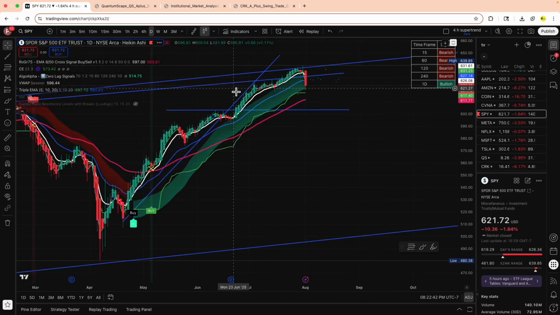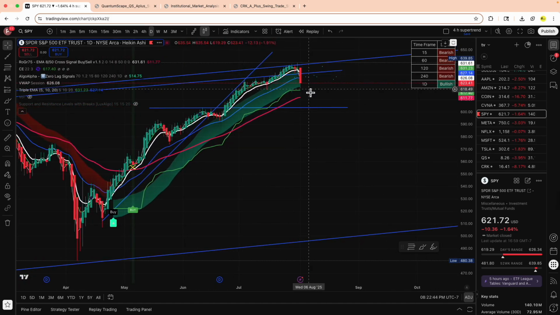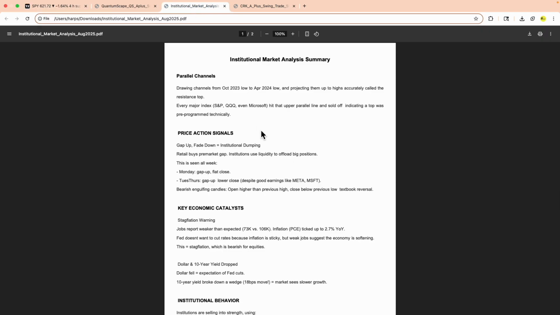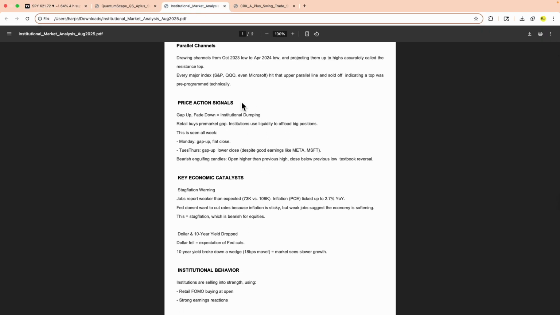So over here, let me explain what's a market behavior. The second topic is here, price action. This is very important, my dear brothers and sisters. Please learn this one if you want to become effective, efficient, progressive, productive, and profitable. So gap up, fade down, institutional dumping.